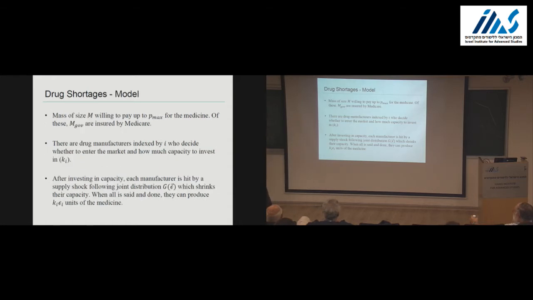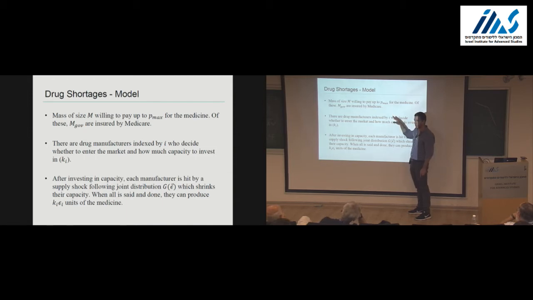So let's get into that model in the last few minutes here, and then I'll show you the regression. Think of a single disease, single drug formulation. There's a mass of consumers, size M. They're all willing to pay up to some choke price, Pmax, for that medicine. Of that mass M, some fraction, MGov, are insured by Medicare. So that's basically the demand system.